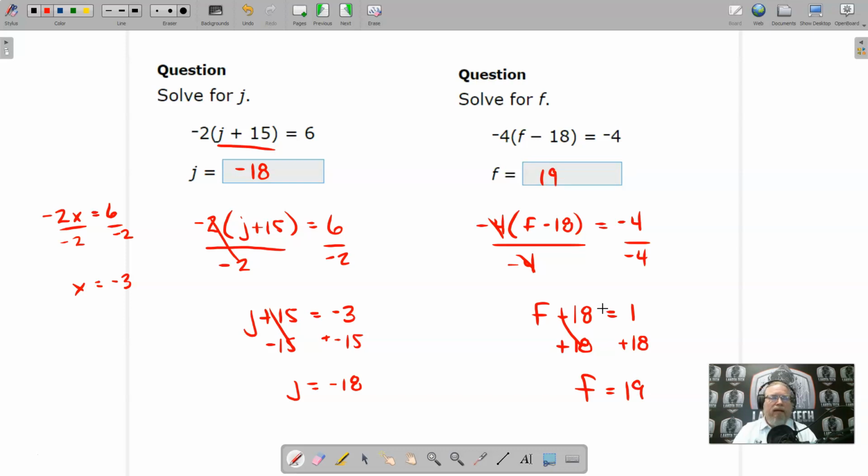equals 19. So either way you want to do it, you could have distributed the negative 4 into the quantity of f minus 18 and then worked it that way, but I prefer to do it this way. I think it's a little bit easier that way.